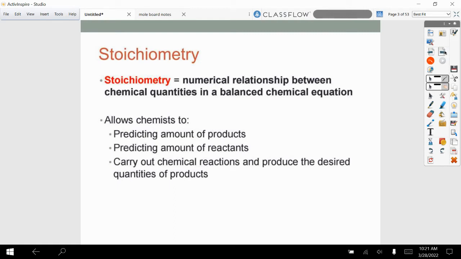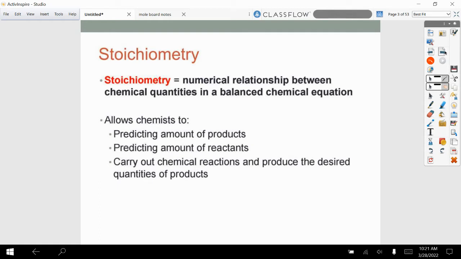So with stoichiometry, we need to have a balanced chemical equation because you need to be able to identify the mole to mole ratio between the products and the reactants.